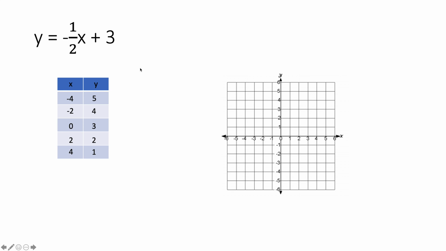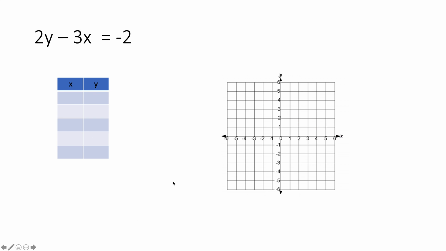Now we plot the points. -4, 5; -2, 4; 0, 3; 2, 2; and 4, 1. That works out to be, when I connect the dot, the correct graph of that line. So that's the second type of problem that we needed to really understand. What do we do when we get a fraction? We need to understand that the domain elements that we choose, the x values, should be divisible by that denominator.